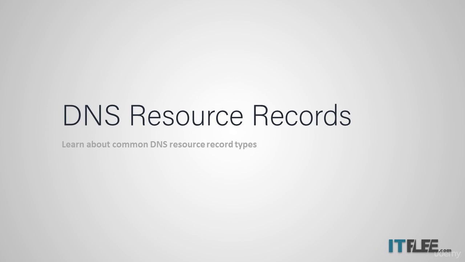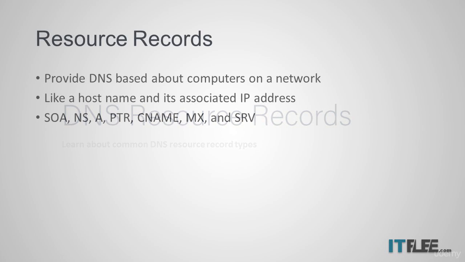DNS servers hold different types of entries, which are called resource records. These resource records are used to provide DNS-based data about computers on a network. Now in this lecture, I'm going to provide a general overview of the most common types of resource records that you will encounter while working on DNS. The resource record types we will cover are the SOA, NS, A, PTR, CNAME, MX, and SRV resource record types.